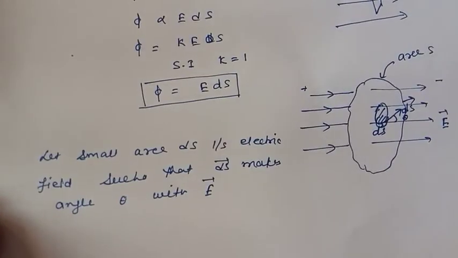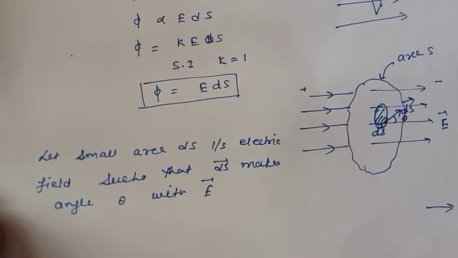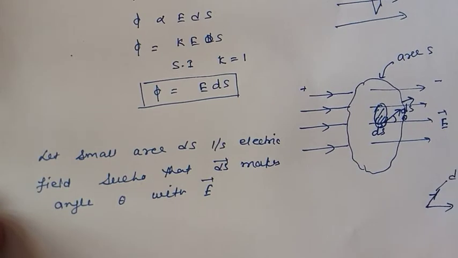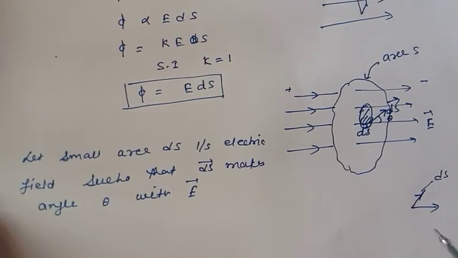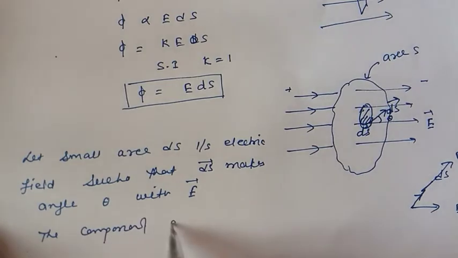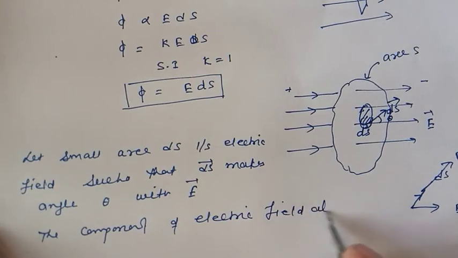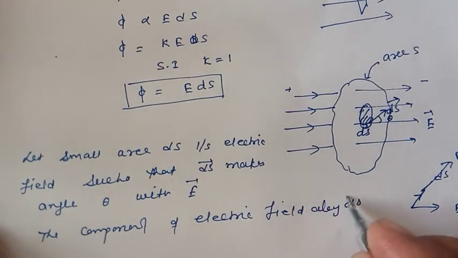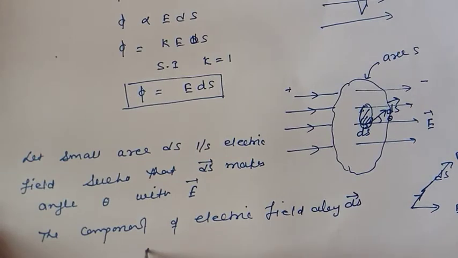Now if you resolve electric field, it will have two components. One will be the horizontal component along ds and the other will be the vertical component. So the component along ds, that will be what? E cos theta. Here it is your electric field, right? So the component of electric field along area vector ds, that is E cos theta.